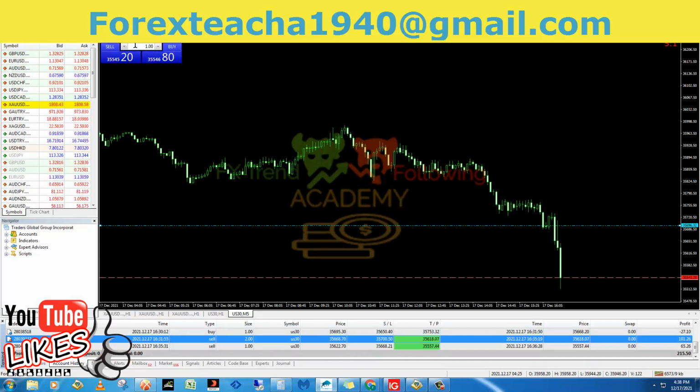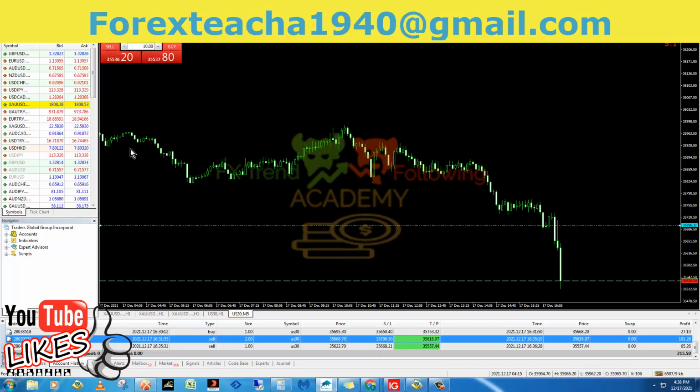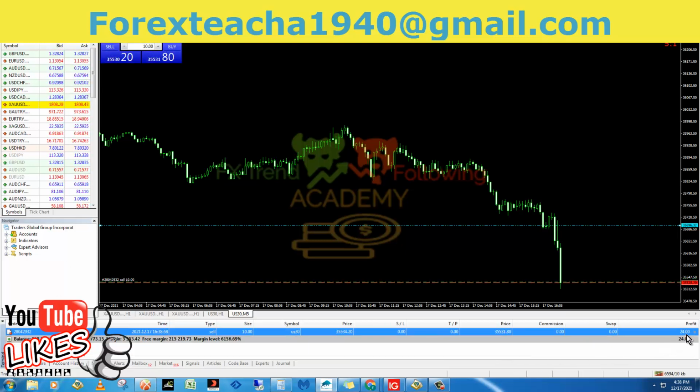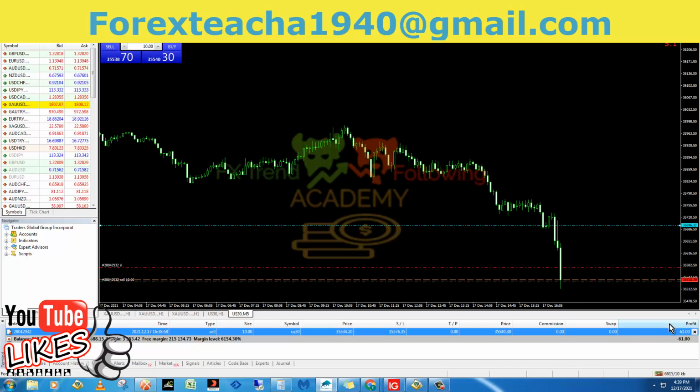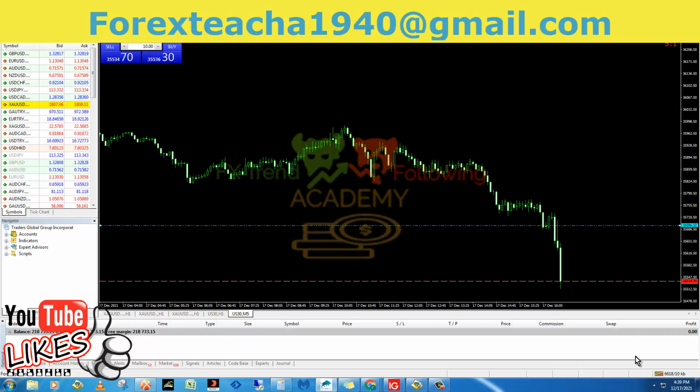US 30, if you put a very big lot right here, even a 10 lot, it's still not a lot. Let me just do this. You can see that it's not a lot. Even when I put the stop loss right here, it won't be that much. It will be around 400 bucks loss. But since this is already a winning account, because this account we already qualified, I'm not going to go.